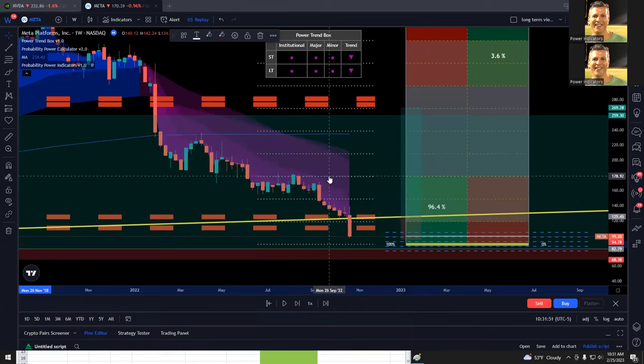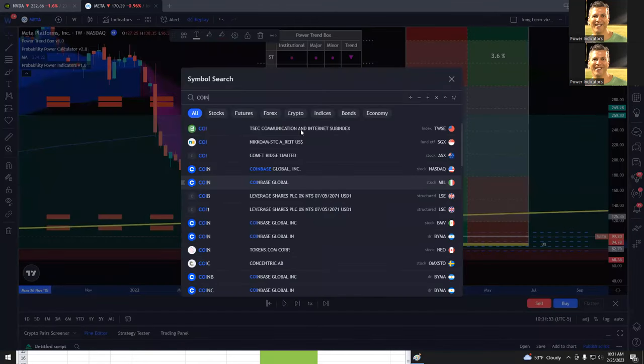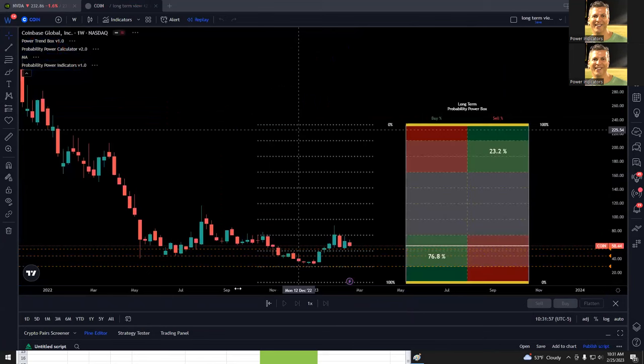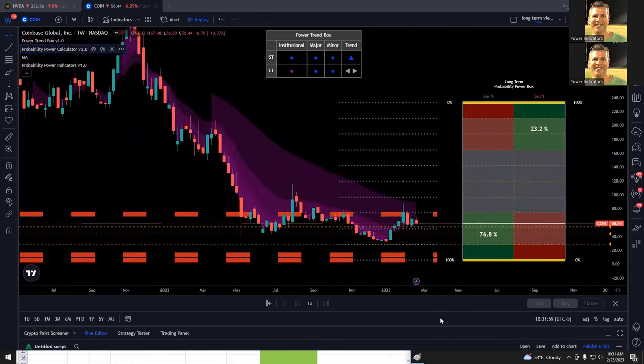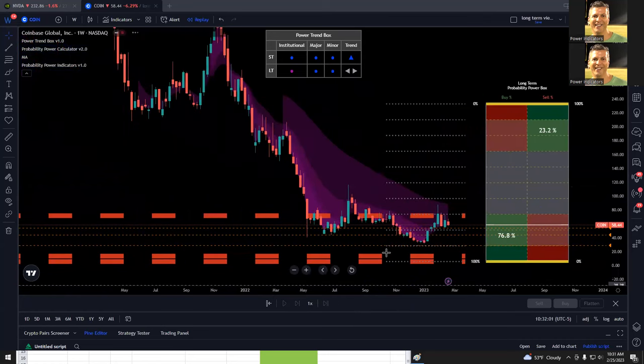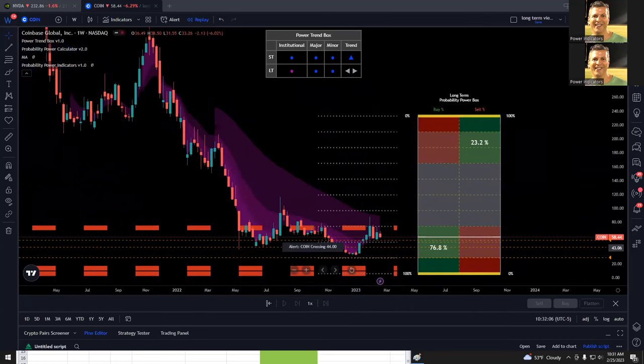So let's take Coinbase. Let's go on Coinbase. We'll look at our calculator. Right now, there's a 76% chance of success. Let's say I'm going to buy it on the head and shoulder, so you need to look at chart formation too. I'm going to enter it here. There's a shoulder, there's a head, there's a shoulder. So let's say you enter it at 42.50. Where would be your stop loss, everybody?